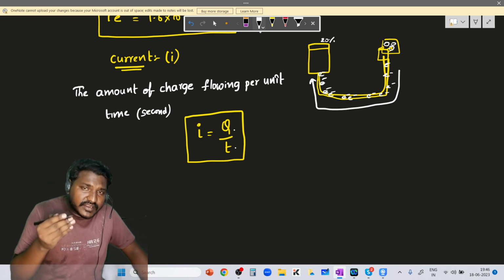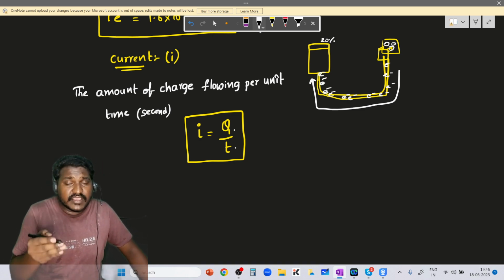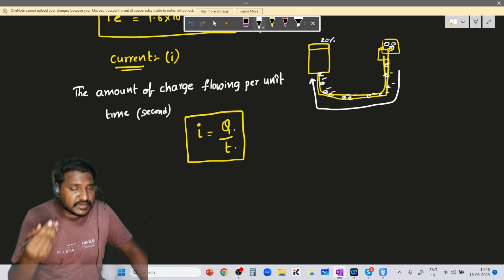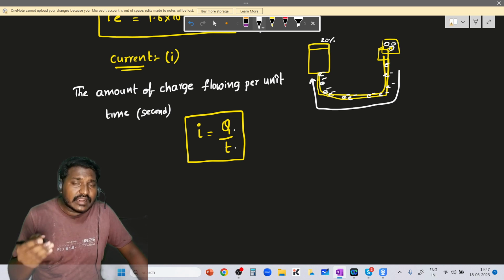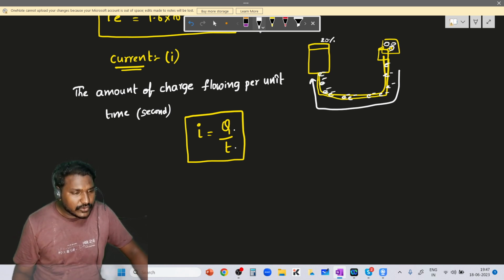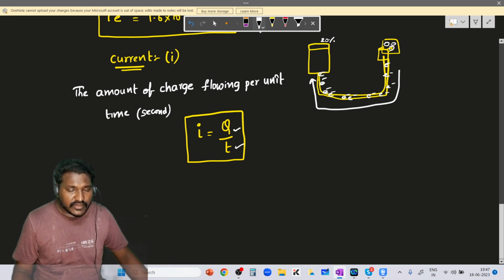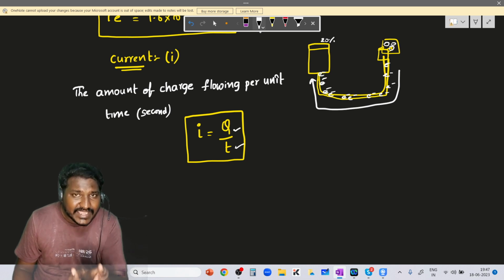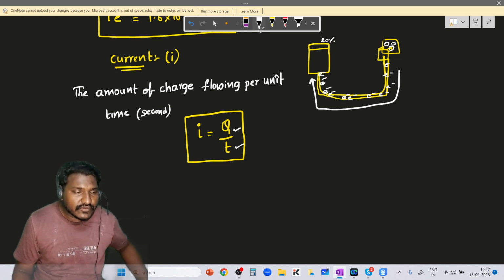If any quantity changes with respect to time, it may be distance, displacement, velocity, current, or charge, whatever it may be, we can use a term called rate of change. Since the current formula is given by Q by T, that means the amount of charge in a given time. Whenever we are dividing any quantity by time, we can use a term called rate of change.